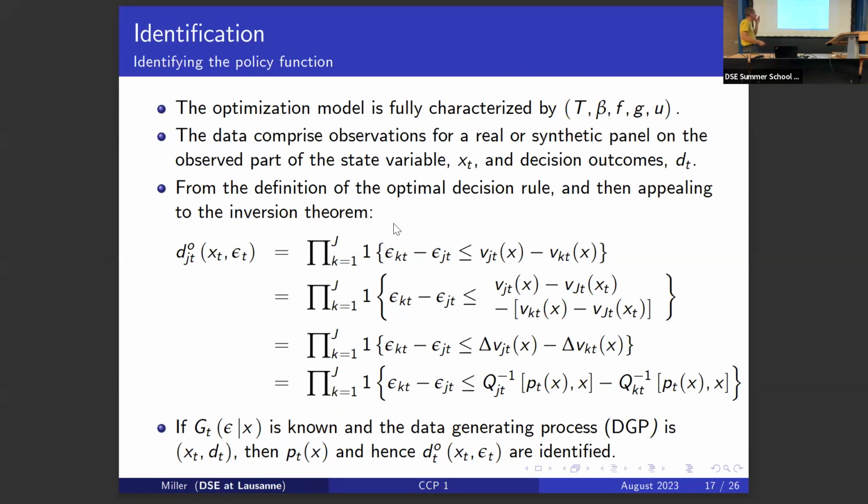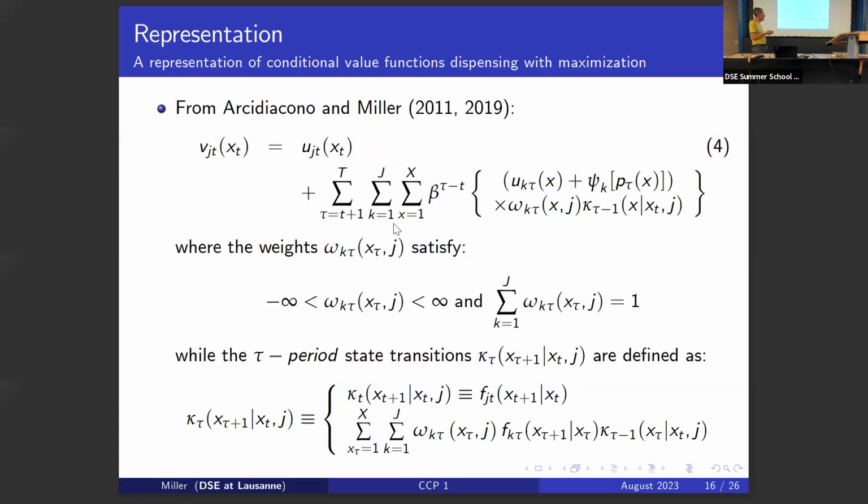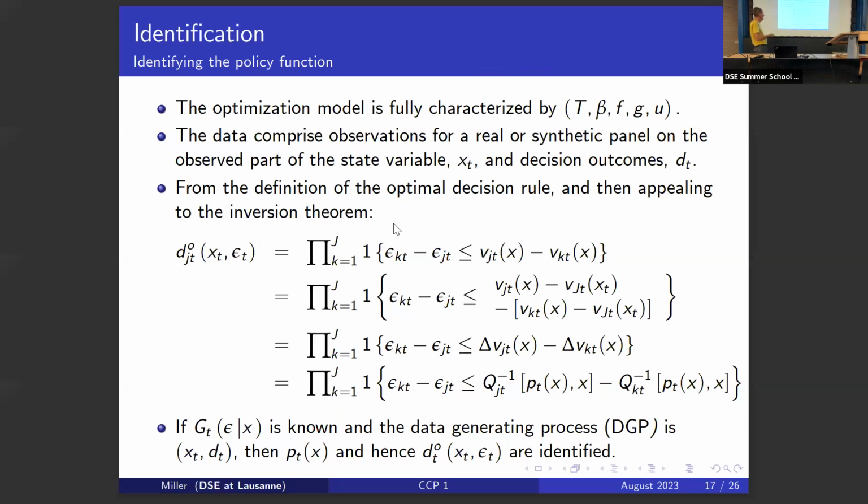And the way I'm going to do that is we've got a representation of the value functions here. Now, what's identified out of this model? Haven't quite reached where we are, but let's see what's going on here first. Suppose the optimization model is fully characterized by: what is T, finite or infinity? What is the discount factor? What is the transition for the state variables? What is the distribution of the unobservables? And what do the systematic parts of the current utility look like?